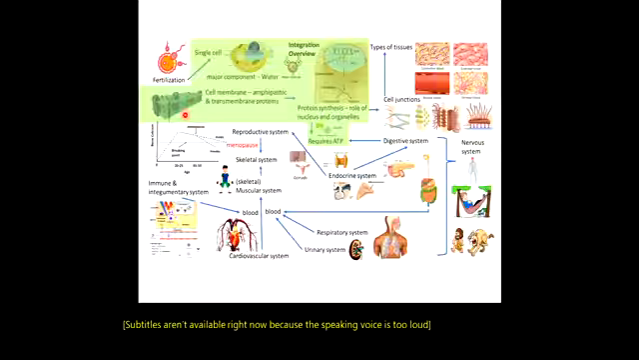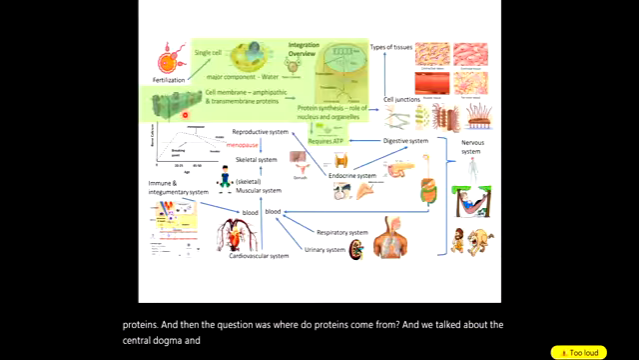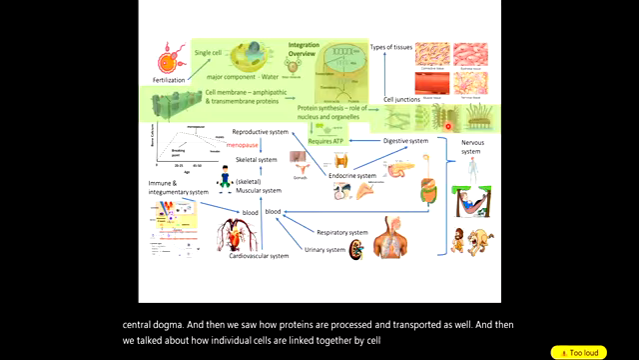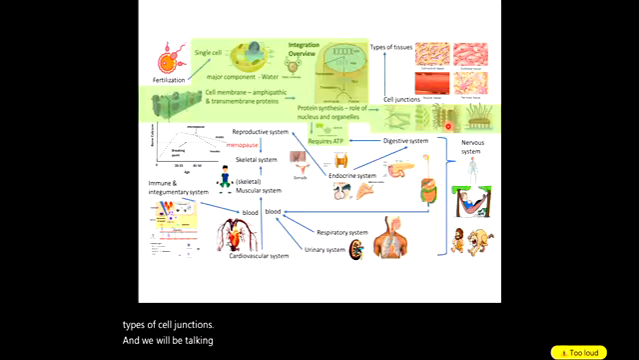And in the cell membrane you have lots of proteins. And then the question was, where do proteins come from? And we talked about the central dogma, and then we saw how proteins are processed and transported as well. And then we talked about how individual cells are linked together by cell junctions. And we talked about 3 types of cell junctions, and we will be talking about at least 2 of these cell junctions in the muscular system.